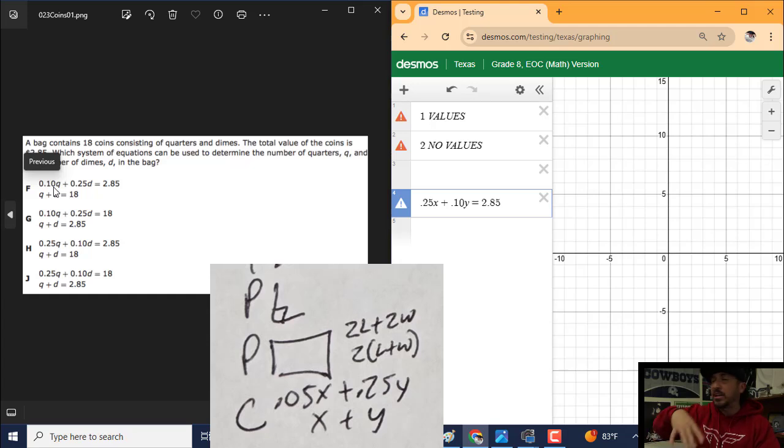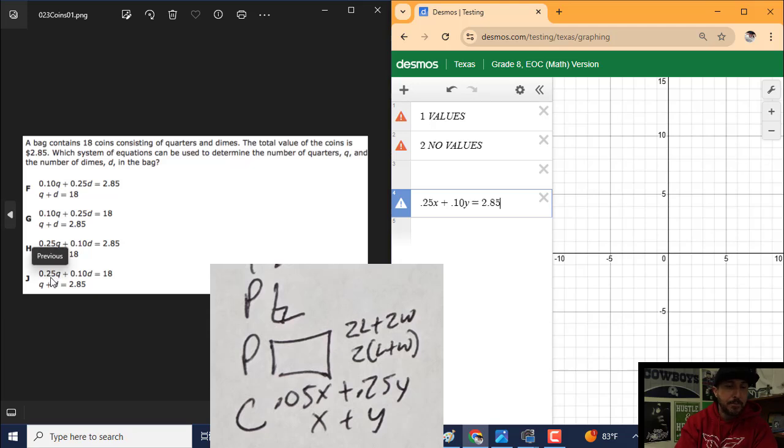0.10, that's backwards. It's backwards already. So not choice F. Choice G, backwards. I gotta have the 0.25 first. That's the order that it gave it to me. Choice H, 0.25, yes. 0.10, yes. 2.85, good, I like it. I'm gonna hang on to this guy.